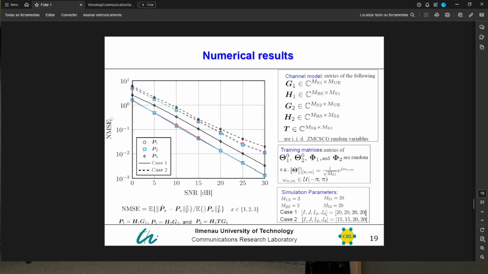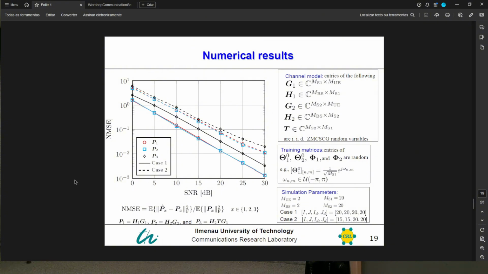And then what we consider is the mean square error between the estimated channel and the original channel. Here we have used P to represent, P can be either 1, 2, 3, that is component 1, component 2, and component 3. And in component 1, we define this P1 as H1 times G1, and then in component 2, the same thing. However, in component 3, we have H2T G1. Now we have the means as our result.